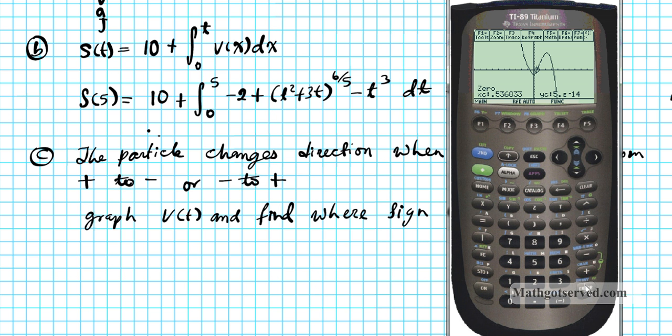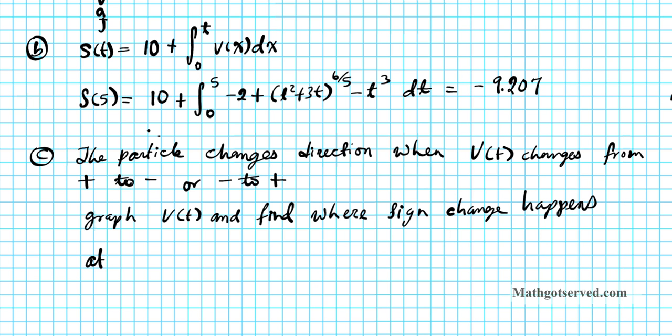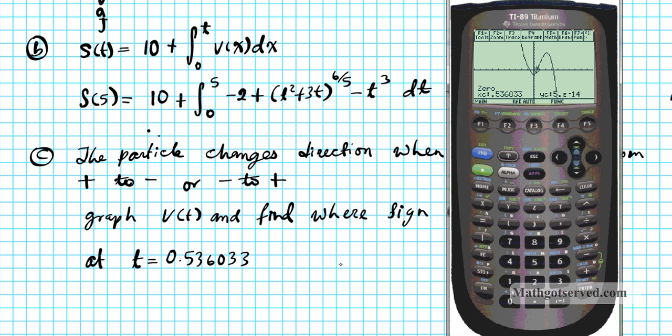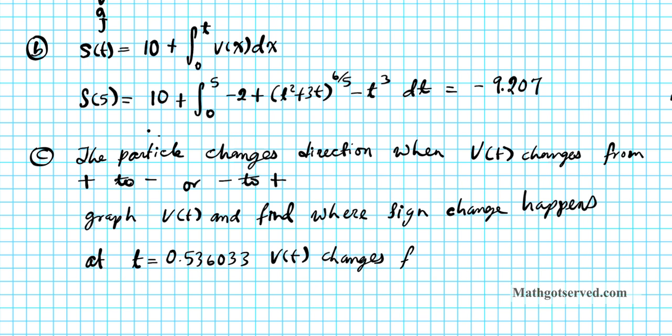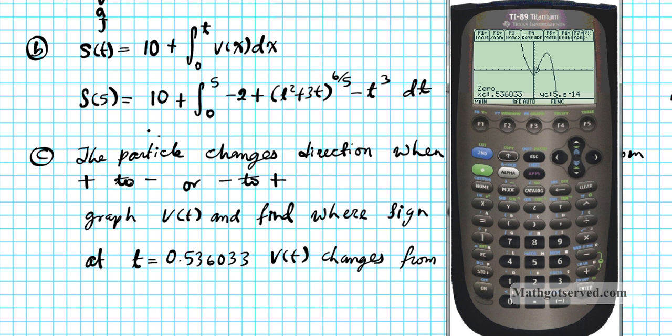The first sign change happens at t equals 0.536033. So at t equals 0.536033, what happens? The velocity changes from negative to positive. V of t changes from negative to positive.